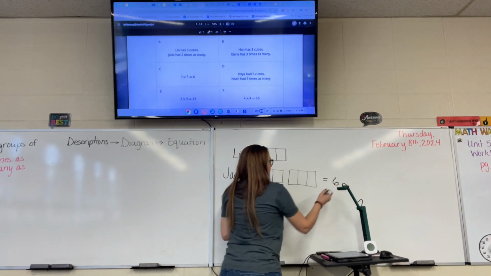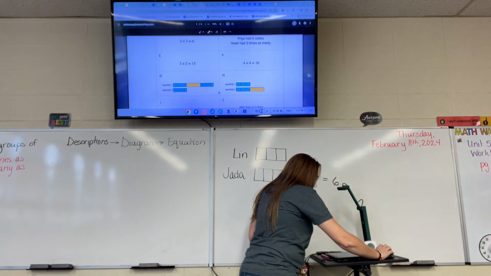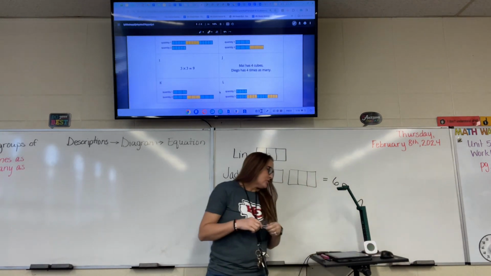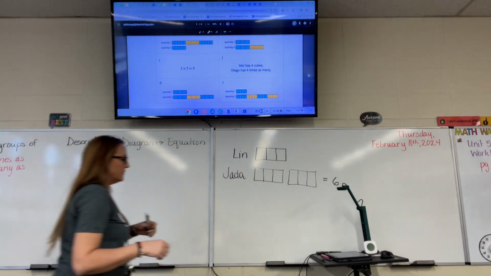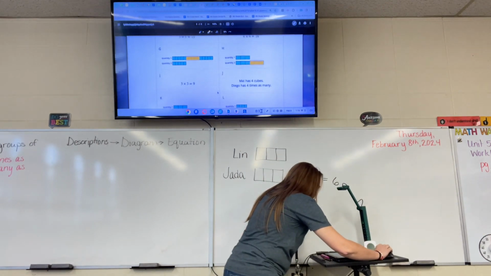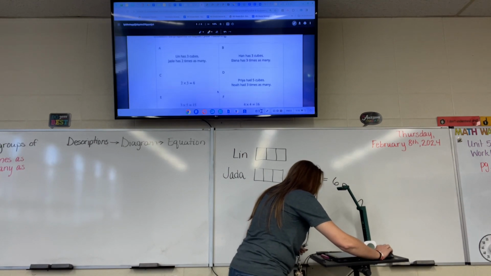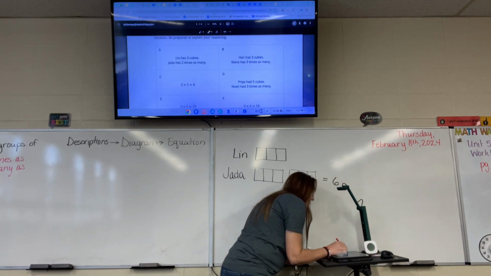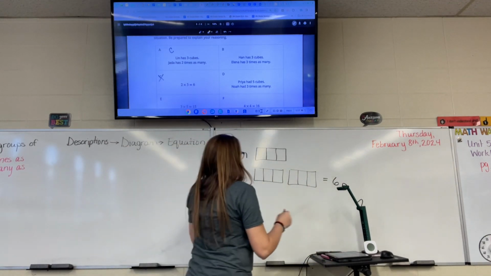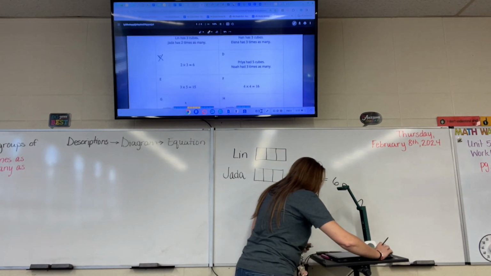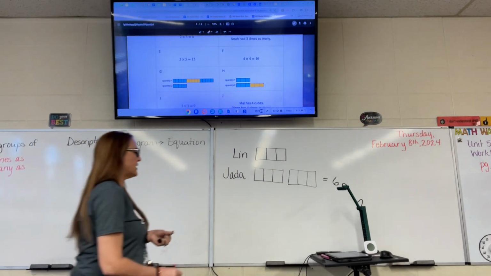6. What picture or diagram would match with A? If we look at those pictures, which one matches with A? Kinley? C. Okay, that's the equation. I'm looking for the diagram. But yes, you're right. C does match with A. So we can write a C over here because it says 2 groups of 3 equals 6. What is the picture that goes with A? Chevy? H. H, that's correct.